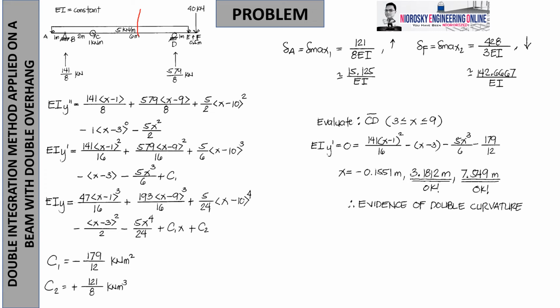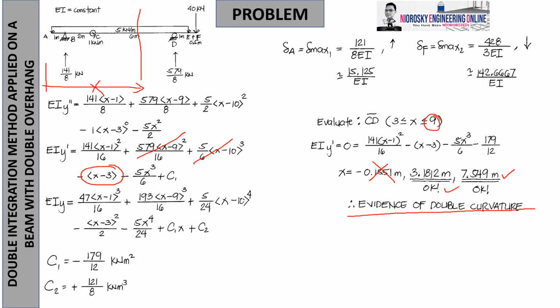Okay. Now, I need to determine the true distance of x. So we are limited from 3 to 9. Using 9, this term will be 0, it's still 0. And this one will have existence because if x is 9, it is positive, since it is higher than 3. So this will always be positive. So you will check these 3 roots again. If you noticed, we only added the minus of x minus 3 term because of this situation. So again, the first root is negative 0.1551 meters, so we will not accept it. But the 3.1812 meters and the 7.549 meters are both accepted. They both coincide with 3 and 9. Therefore, it is evidence of double curvature.